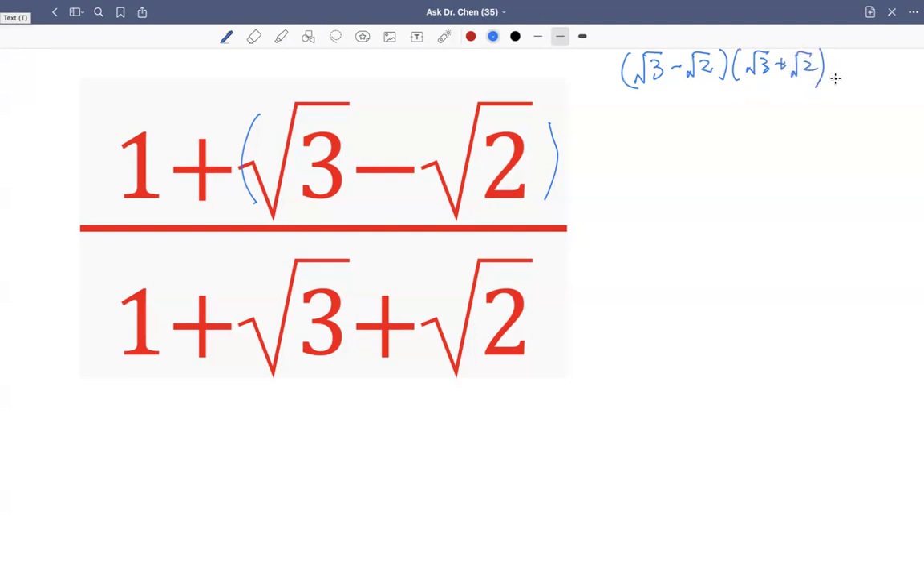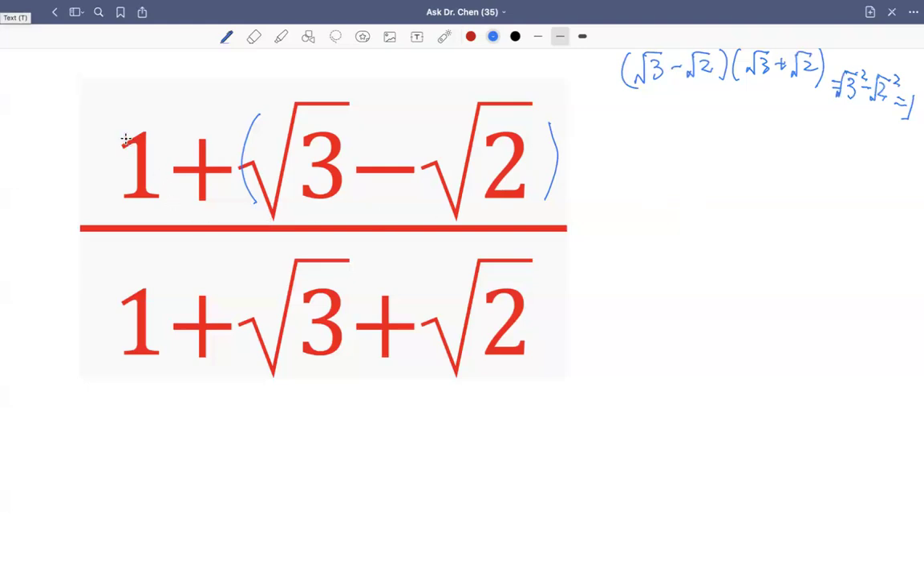The conjugate is like a bridge from irrational numbers to rational numbers. Then the formula tells us this is square root of 3 squared, which is 3, minus square root of 2 squared, which is 2. Because 3 is the square root of 3 squared, and 2 is the square root of 2 squared. And that just equals 1.